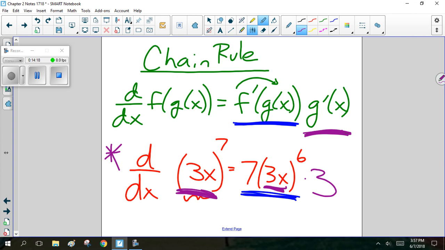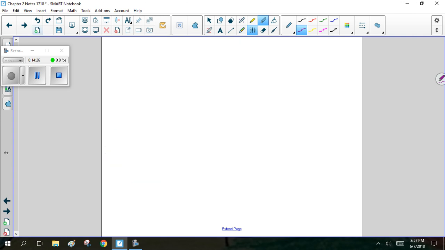This was probably not a great example of this. I probably should have waited and done a trig example, so I'll do that in a minute. Before we do that, we have to learn trig rules. So here we go, trig rules.